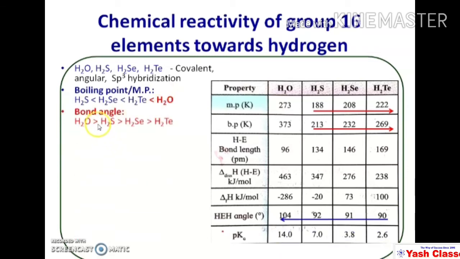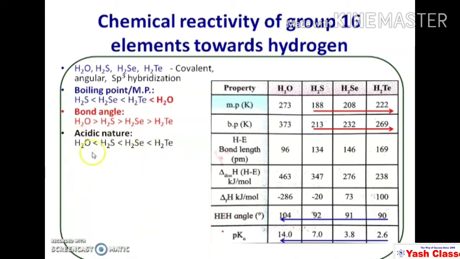Then bond angles. So bond angle decreases from water to hydrogen sulfide to hydrogen selenide to hydrogen telluride. So bond angle decreases, and here is the trend. For water it is 104, and for hydrogen telluride it is 90, and it decreases from water to hydrogen telluride.